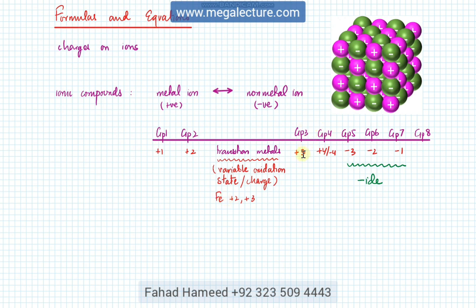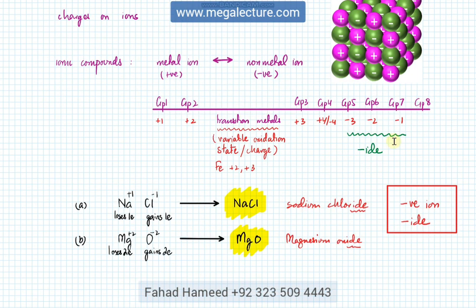Then you have group 3, which are also mostly metals, so they have a charge of +3. Group 4 can be +4, -4, and then you have your non-metals on the right side. They're going to form negative ions. Group 5 will have a charge of -3, group 6 will have a charge of -2, group 7 will have a charge of -1, and group 8 is your noble gas, so they have complete outer shells, they don't lose or gain electrons. So here are some very basic formulas.